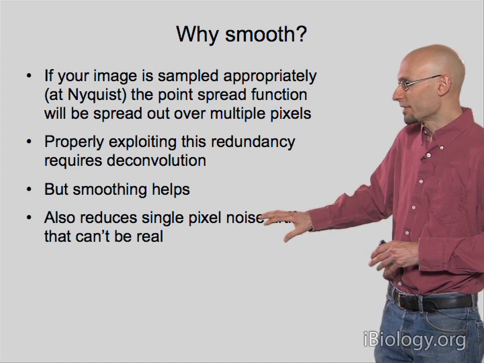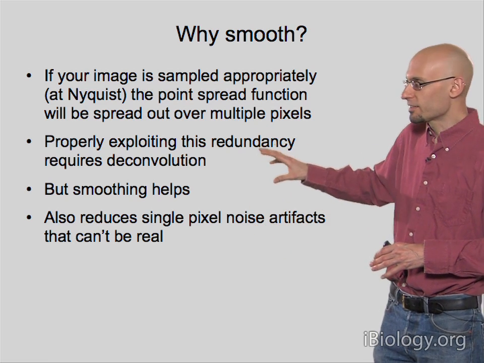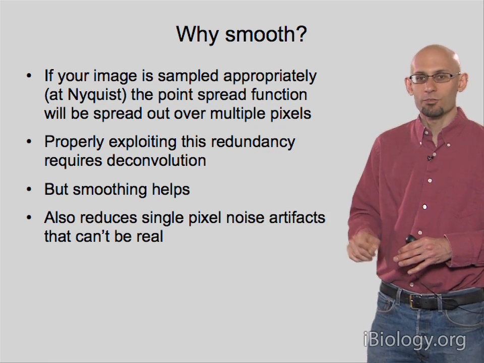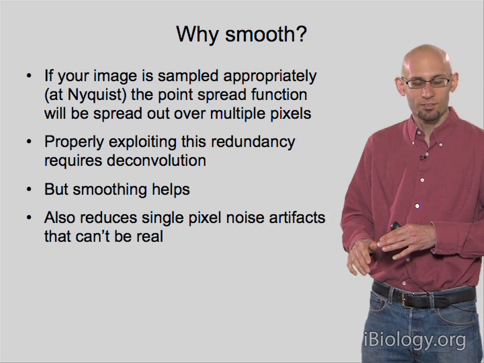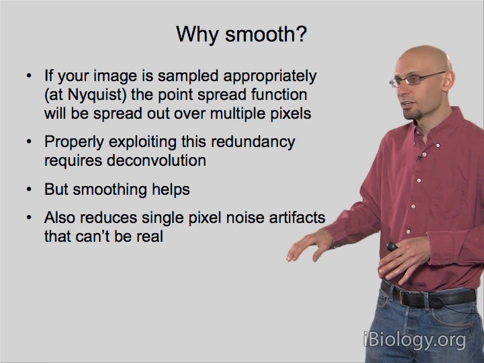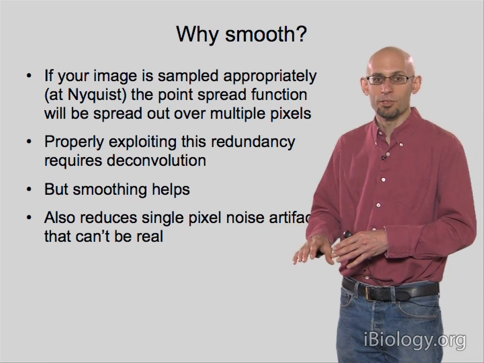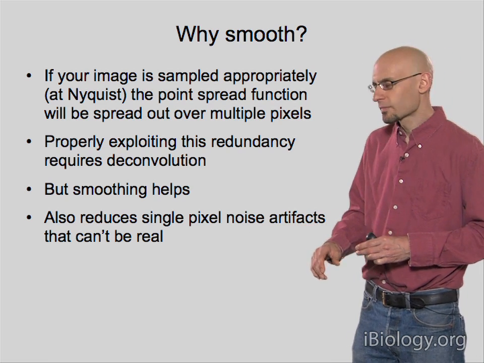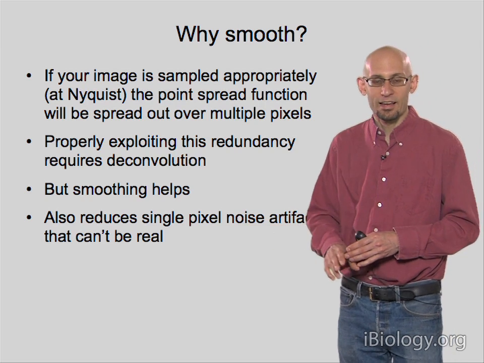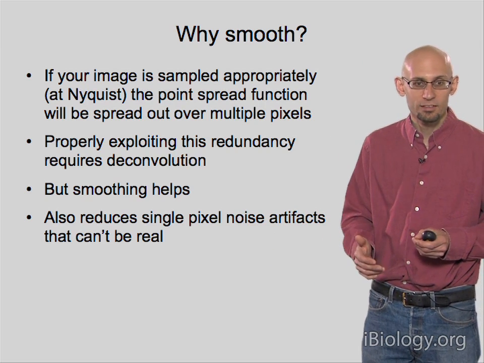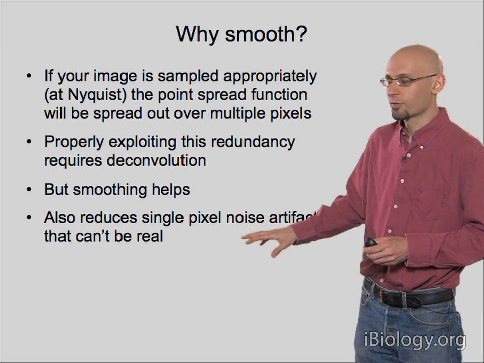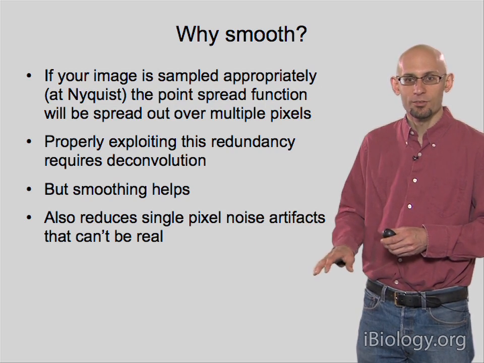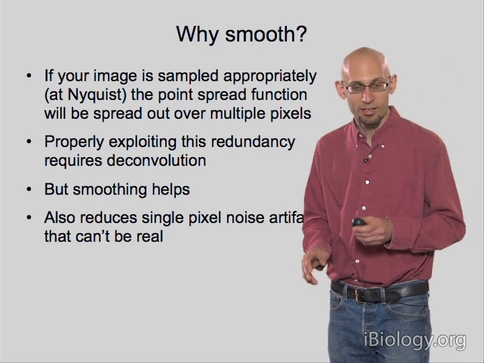And part of why that helps is that since there is redundancy in your image, if you have a single pixel that's really bright and everything around it is dim, you know that can't be real, because any real bright object in your sample would be spread out over multiple pixels. And so a single bright pixel like that has to come from some kind of noise artifact. And so smoothing will help suppress those artifacts and give you a better representation of what your underlying image looks like.